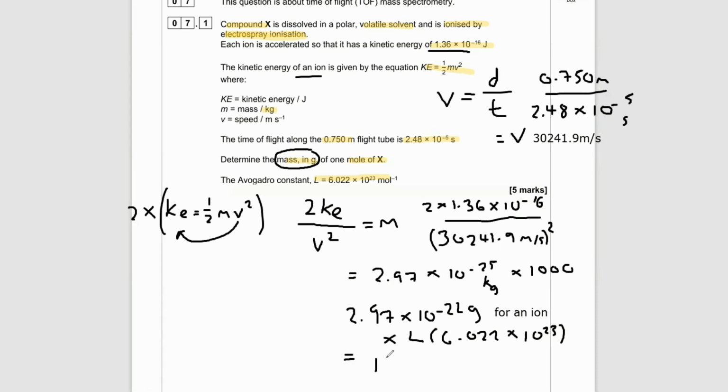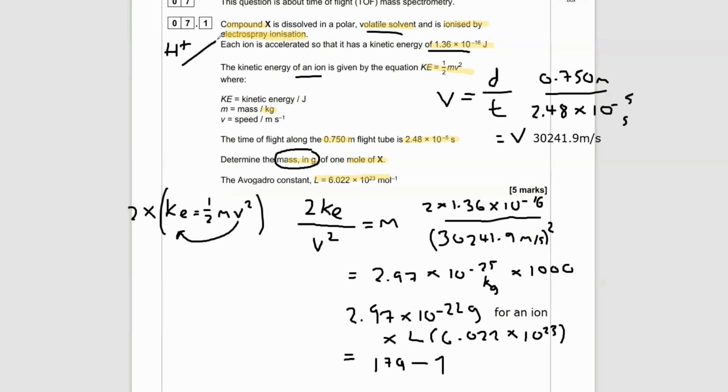So I now need to times it by L, which is Avogadro's constant, to get the mass in moles, because there'll be 6.022 times 10 to the 23 ions in 1 mole. So times it by that and we get 179. So that tells me that we should have 179 grams of this compound X in 1 mole.